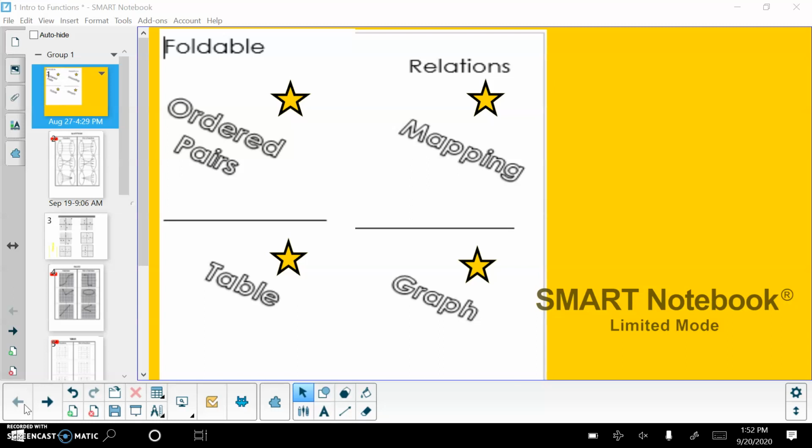Hello, this is our second video for our introduction to functions, and this is going to deal with how mappings work and being able to tell if data represented in a mapping is a function or a non-function.